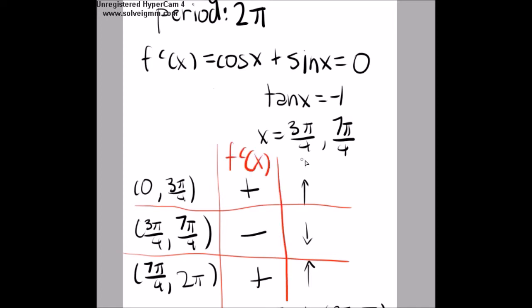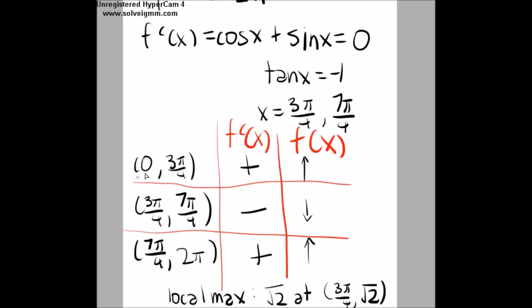Okay, so we make our chart, and then we have to test these intervals to see when f derivative of x is positive, which means that f of x is increasing, or when f derivative of x is negative, which means f of x is decreasing. So we test all these intervals, and we get that along 0 to 3 pi over 4, f derivative of x is positive, which means f of x is going up or increasing. And then 3 pi over 4 to 7 pi over 4 is negative, so along this interval f of x is decreasing.